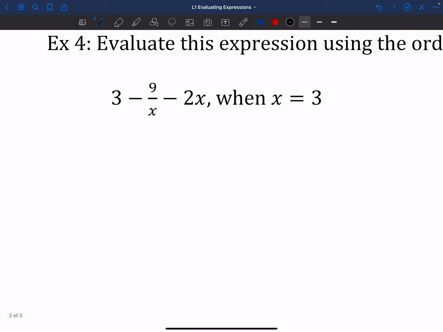What I'd like you to do is pause here, try this one out, see what you get, and then unpause and see if it matches what I get. So hopefully you gave that a shot. I'm just going to go through and replace all those x's with 3's. And again, that last 3, I am putting parentheses around, because it's right next to that 2.